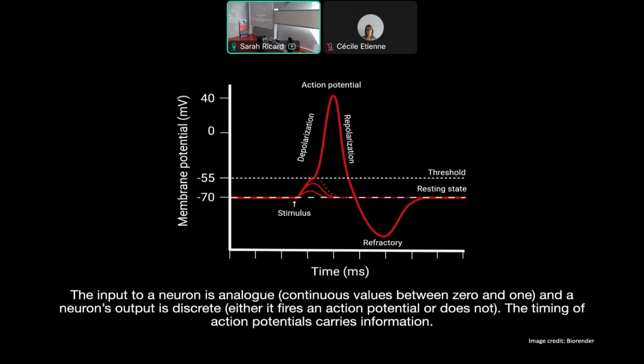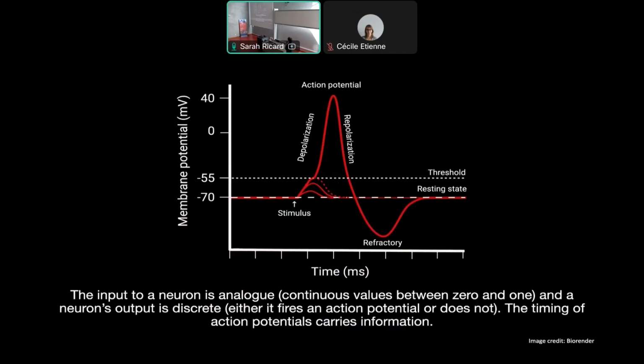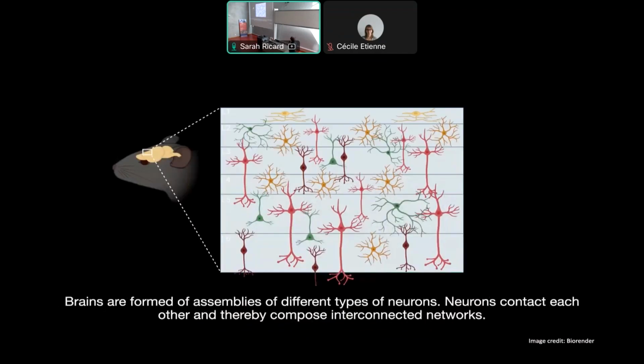And then a single neuron can receive many analog inputs. And if the sum of those inputs exceeds a certain threshold, then an all or nothing event is invoked. This is called an action potential. And it's the timing of these action potentials that is extremely important. And as I mentioned before, not all neurons are connected to all other neurons. Essentially, brains are formed of assemblies of different types of neurons, which perform different tasks.